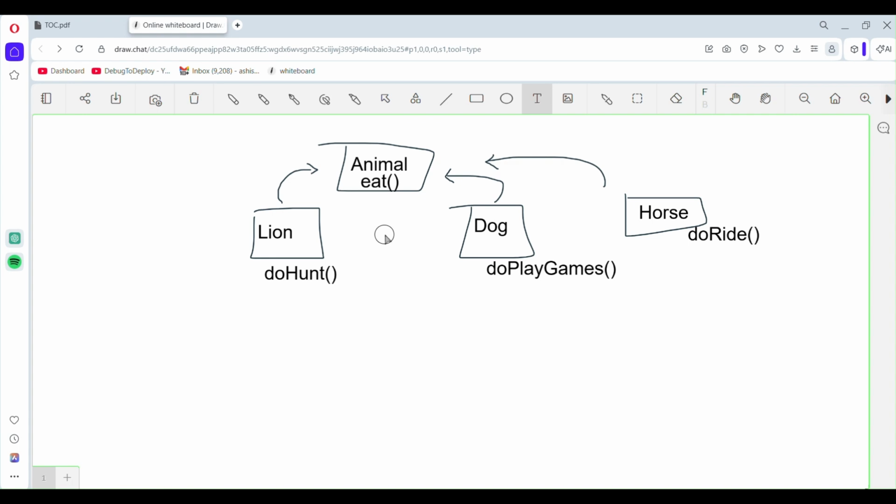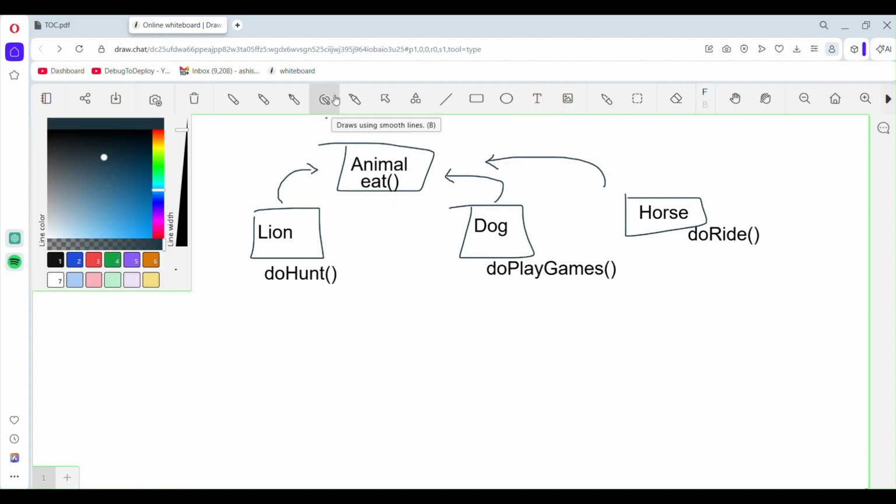Okay, so now as you can see, the Animal class has a method eat, or you can say doEat, and Lion has a method doHunt. So how many methods does Lion have? Now, Lion has two methods. One is the eat method and one is the doHunt method. Similarly, Dog also has two methods, eat and playGames. Horse also has two methods, eat and ride.